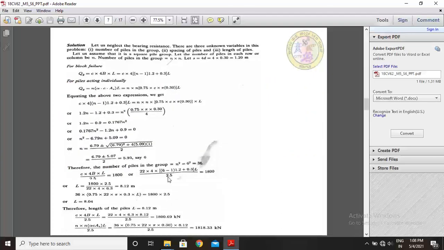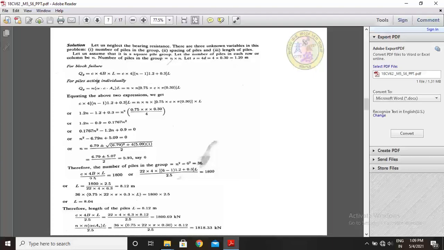So this is the solution. Here, let us neglect the bearing resistance. There are 3 unknown variables in this problem. One is the number of piles in the group, second is the spacing of piles, and third is the length of piles. Let us assume that it is a square pile group. Let the number of piles in each row or column be n. Number of piles in the group equal to n into n. Then let S equal to 4D, so 4 into D, which is 0.3, gives 1.2 meters.